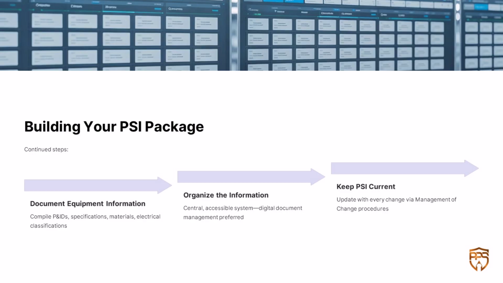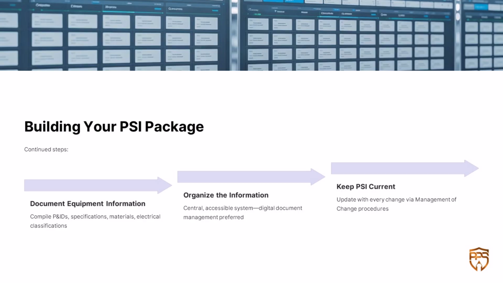The fifth step is organizing the information. In this step, store PSI in a central accessible system. Many facilities use a digital document management system to keep the information up to date. Ensure that employees, contractors, and emergency responders can access the information they need.